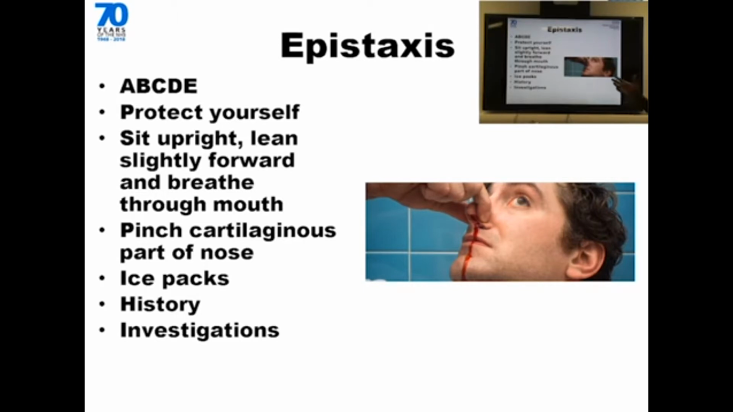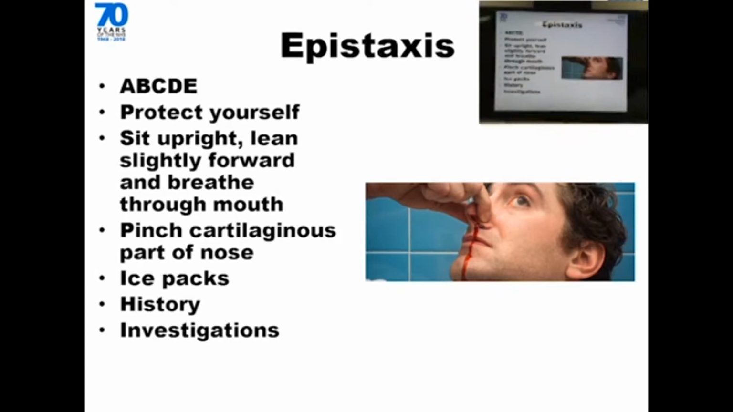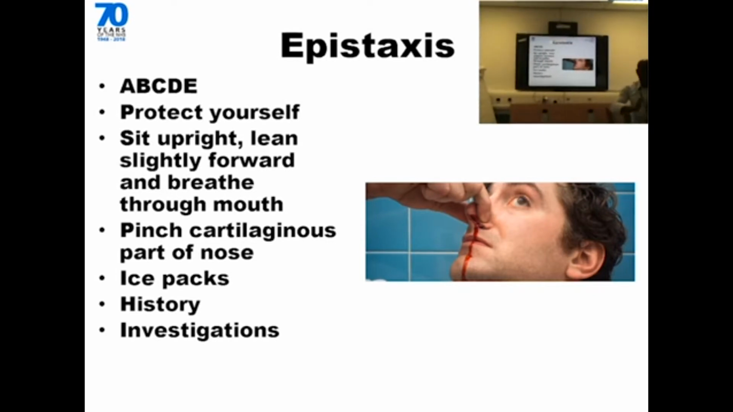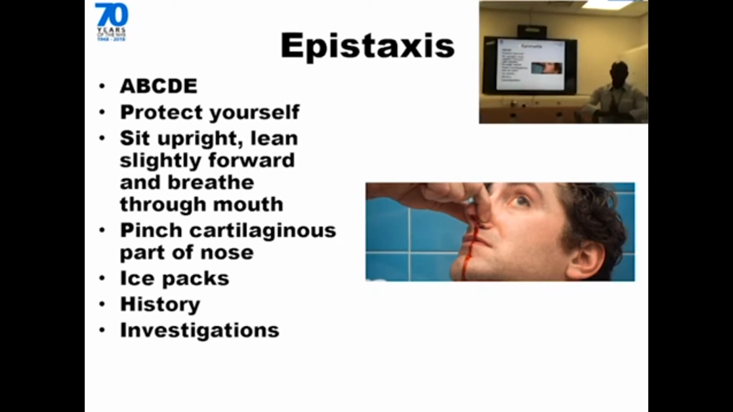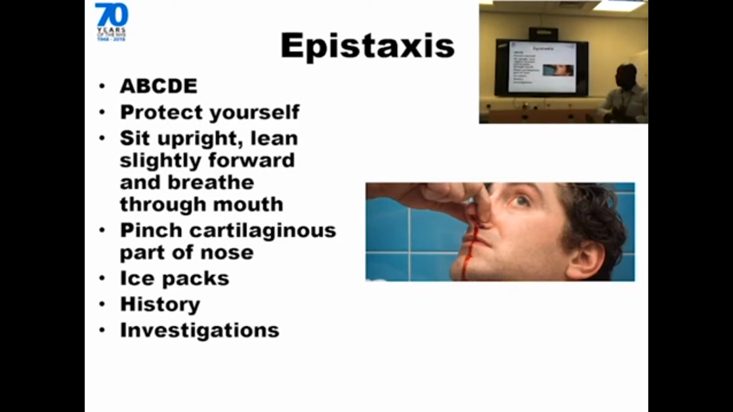And then, of course, the patient has to sit upright, lean forward, and breathe through the mouth, and then we'll pinch the cartilaginous part of the nose. Most times, the bleeding comes from the anterior inferior portion of the nasal septum. That's where the Little's area is. So when you pinch the nose, the two alar cartilages are applying bilateral pressure on those areas. So it's actually a way of tamponading and ensuring epistaxis stops.